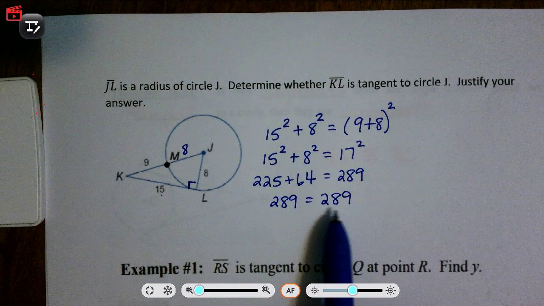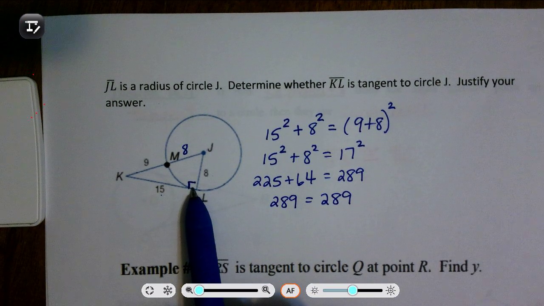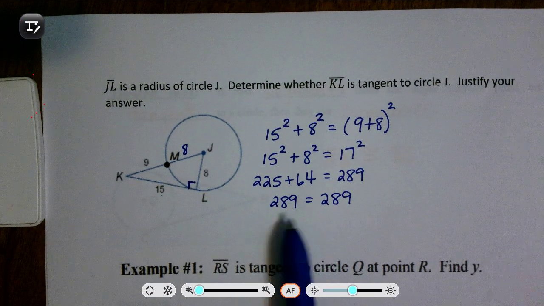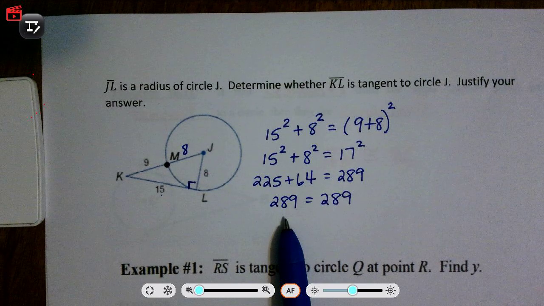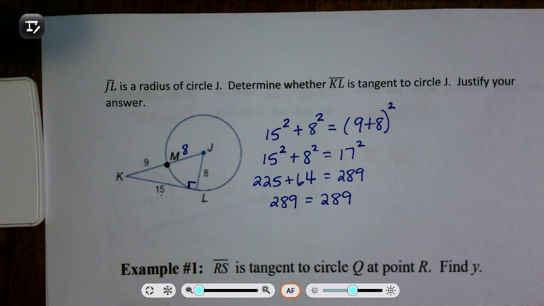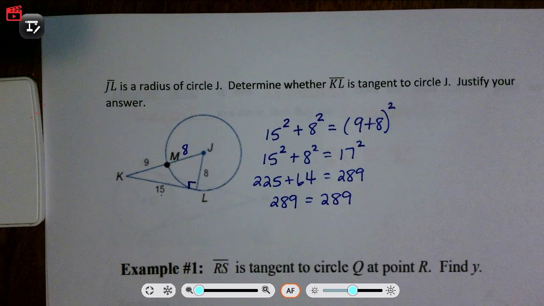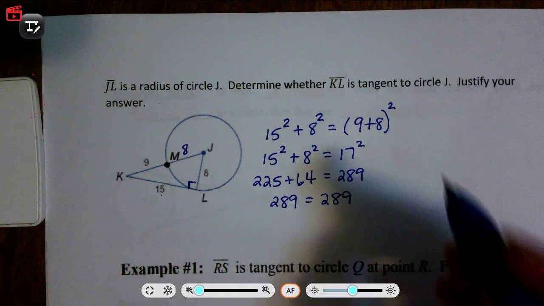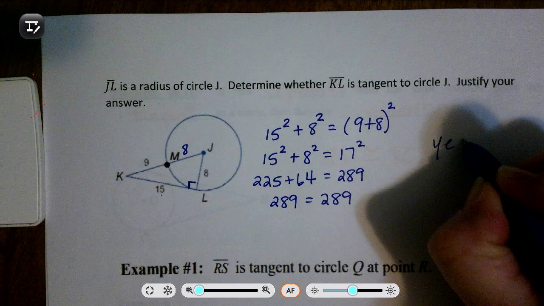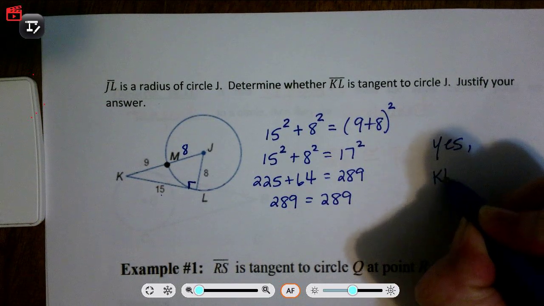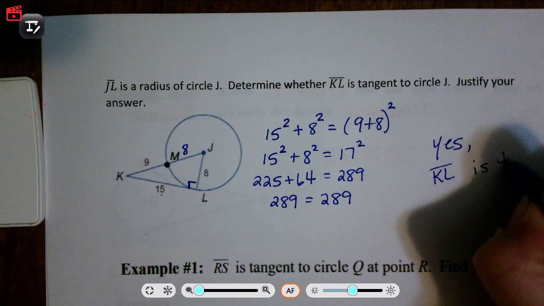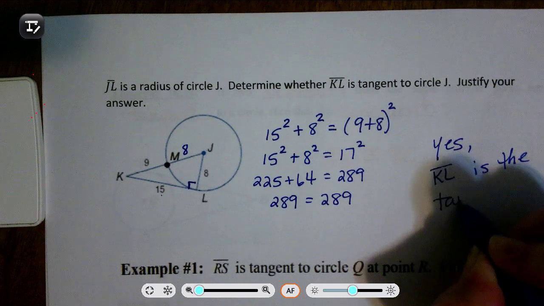Since these two values are equal, this is a right triangle. If these two values did not equal each other, then I would not have a right triangle, which means that KL cannot be the tangent line. So this is KL, and so we would end up saying yes, KL is the tangent.